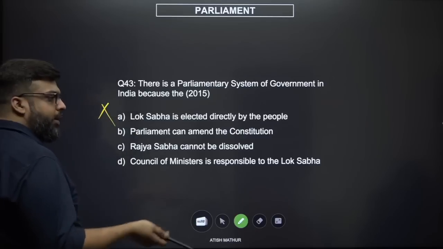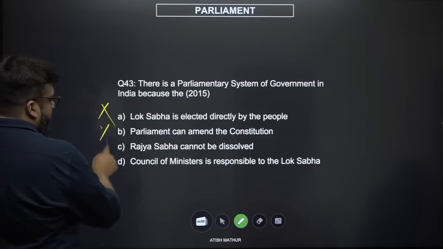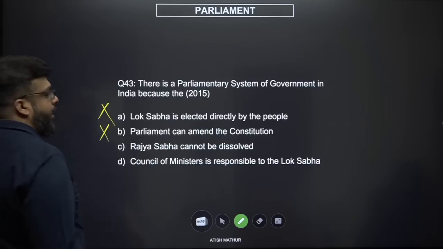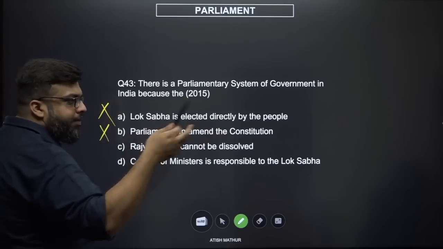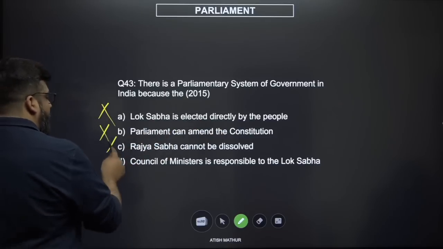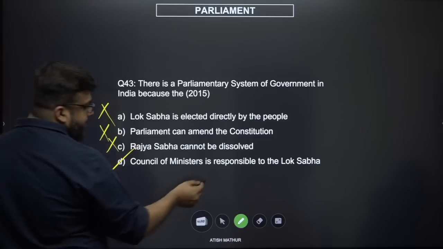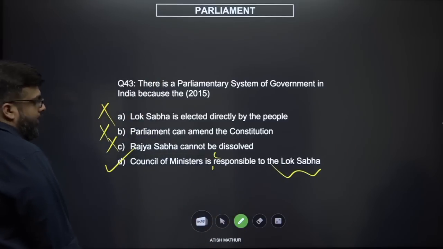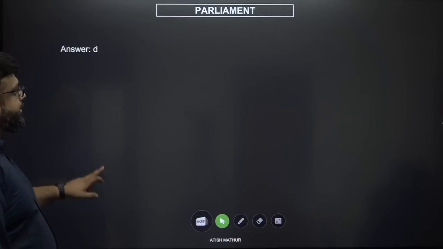Even in the US, the US Congress can amend the US Constitution. So not necessarily parliamentary. Rajya Sabha cannot be dissolved. So let us say the Council of States cannot be dissolved. Does that make them a parliamentary system of government? No. It works on the system of checks and balances, where the Council of Ministers are collectively responsible to the lower house, which is the Lok Sabha. The answer would be D for question number 43.